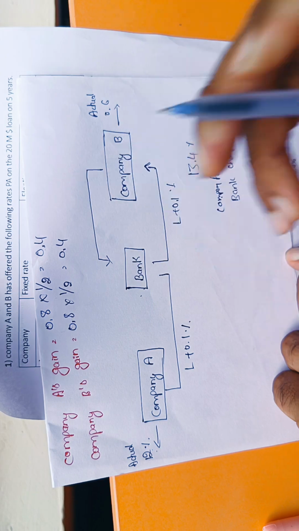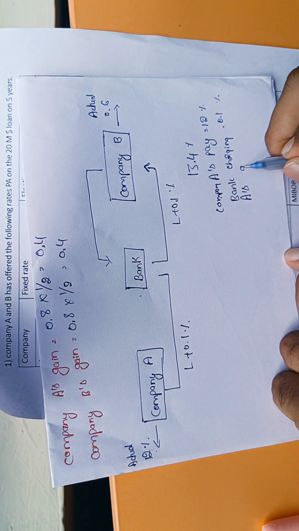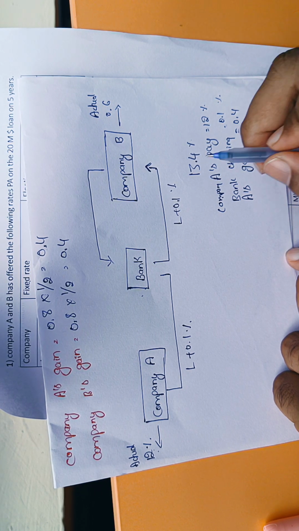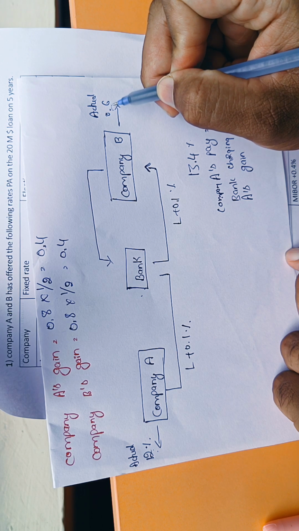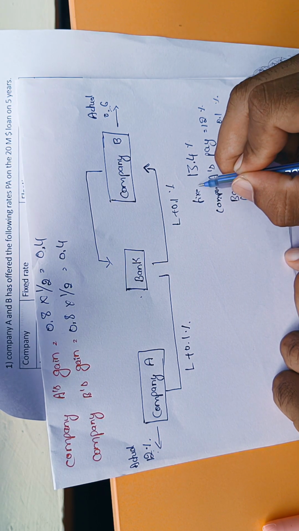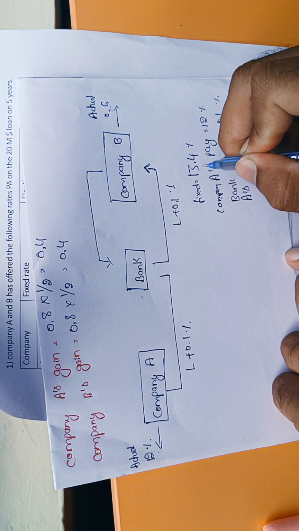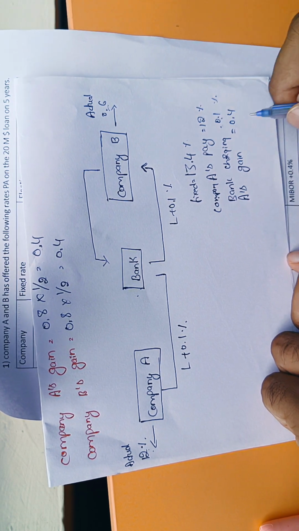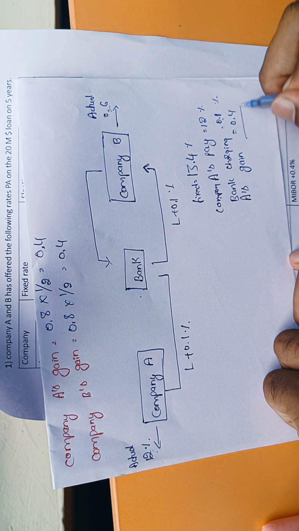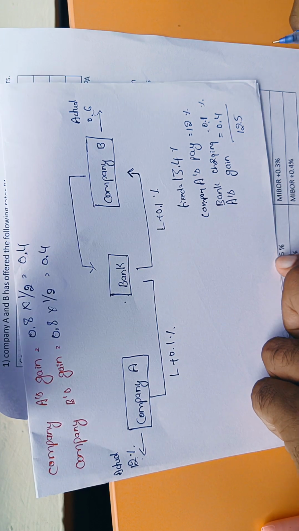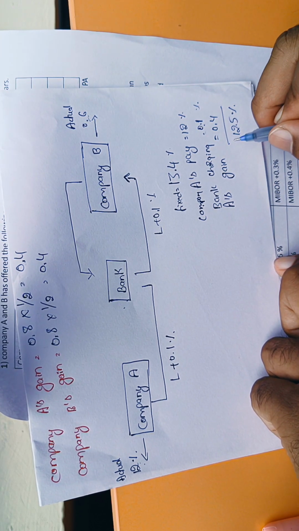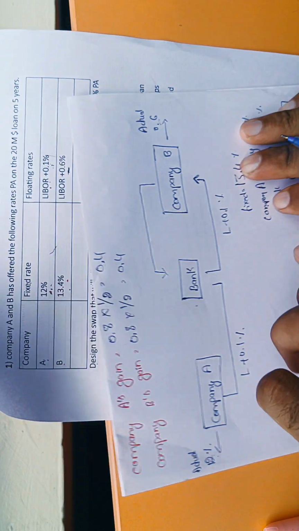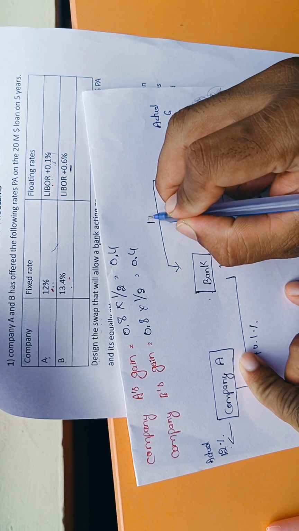Along with that, A is gaining how much? 0.4. A's gain equals 0.4. Company has to exchange this floating rate with a fixed. Fixed is this much, 13.4. Company doesn't want to pay this 13.4. Instead of that, company A is paying 12 along with bank charge, along with A's gain. If we total all these things, we'll get 12.5. Company B can pay only 12.5. What will company B do? Company will pay only 12.5.